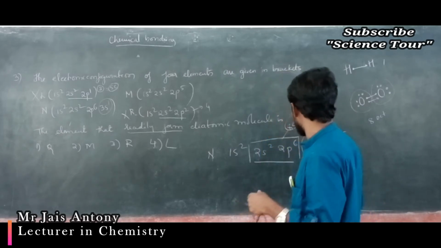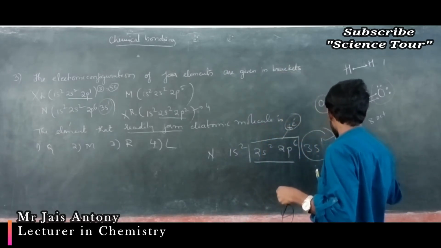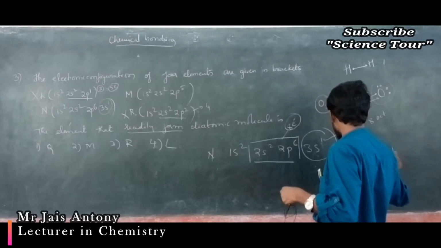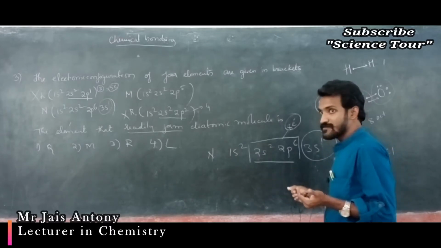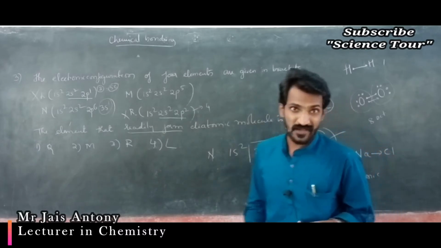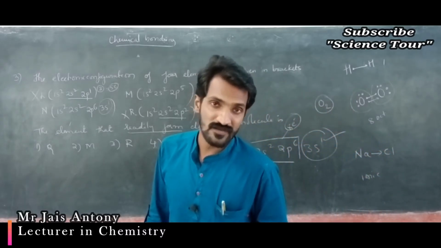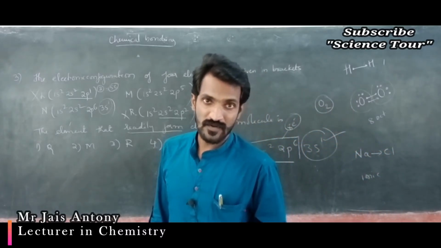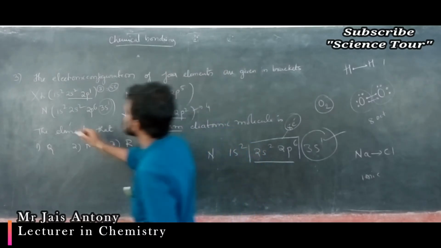Giving away its electron means sodium gives away its electron to chloride, and what happens at that time? It forms an ionic bond, not a diatomic molecule. It forms an ionic compound. Understood? So this case is also not possible.